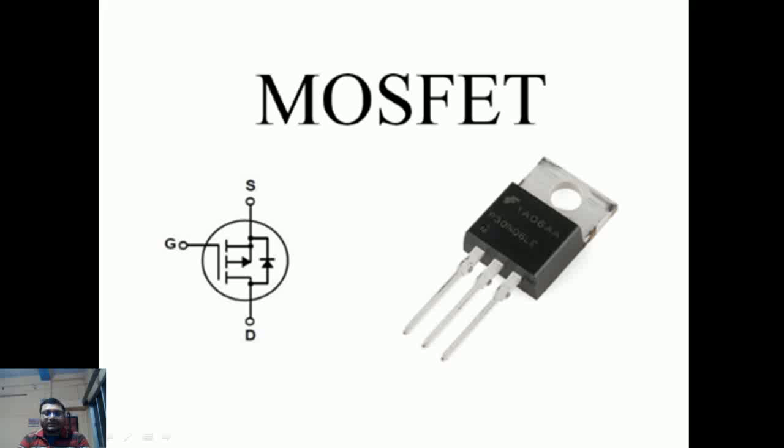The MOSFET is mainly operated in field effect. That means if we apply an electric field, that means electric voltage, mainly on the gate, the current can be controlled in between source and drain. So we'll see how this operates and what the characteristics of this MOSFET are in today's session. So let us begin.